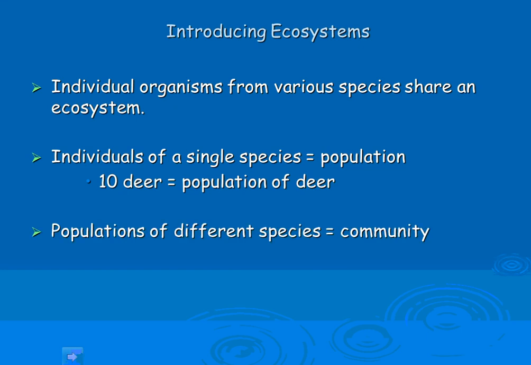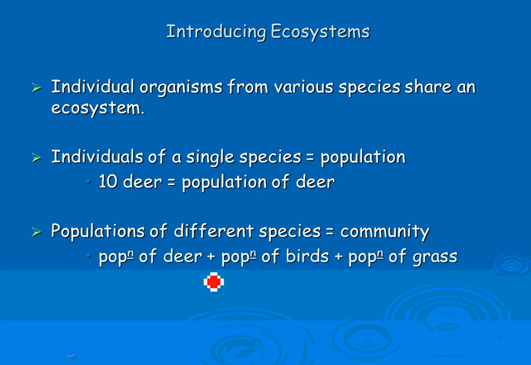Well, when you have populations of different types of species, like the deer and the ants and the geese all living together in the same area, well, then you have a community. So you have your population of deer, you have a population of birds, you have a population of grass, POP with a little n, that's just short form for population. So if you have deer, and you have birds, and you have grass, then that is all within a community.